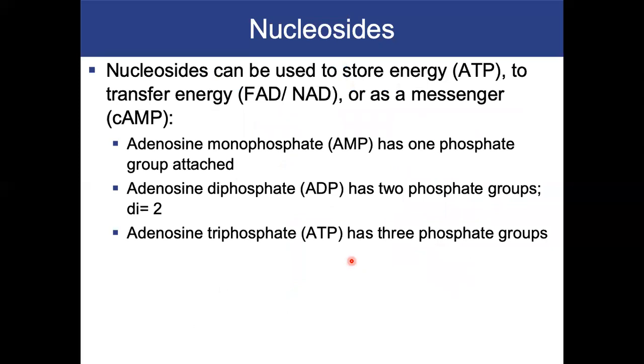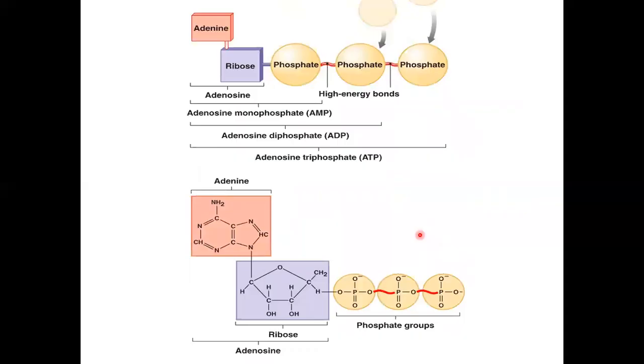Nucleosides are variations on that theme. They're used to store energy, transfer energy, or as in a messenger. Take a look at the bottom one. Adenosine triphosphate is ATP. It has 3 phosphate groups. Let's take a look at the picture. So here's your adenine, which is the same as your nitrogenous base, right? And then you have your ribose sugar, and then you have a phosphate group attached to it.